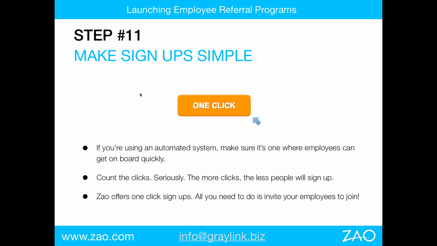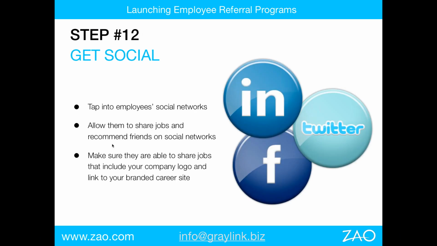Next, you want to make participation as easy as possible. With Zao, it's literally one click and you're signed up. If you don't use Zao, make it easy. Don't force employees to go through hoops or fill out forms or have their friends fill out forms. The more hurdles you put in the way, the less engagement you're going to get. We've made sign up so simple that with companies that we work with, we see over 85% of the employees sign up within a month and get great participation that way as well.